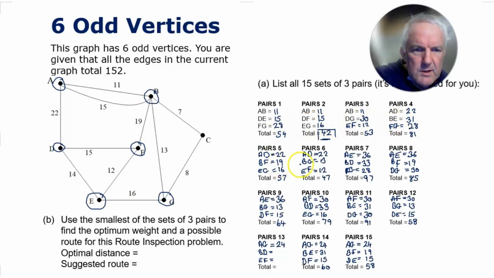B to D, have I got it here somewhere? B to D is 33, assuming it was right last time. And E to F apparently is 12. Oh, so have I got that right? Let's just have a look at B to D, because I'm not convinced it's right. 33 looks the best. Oh, 33 is right. And then E to F looks like 12.